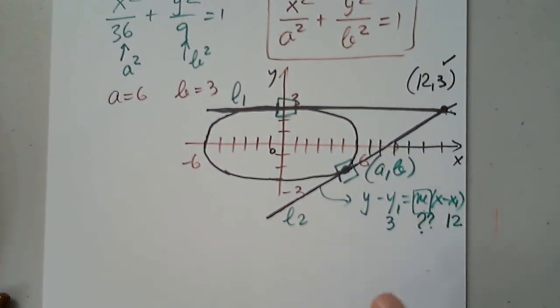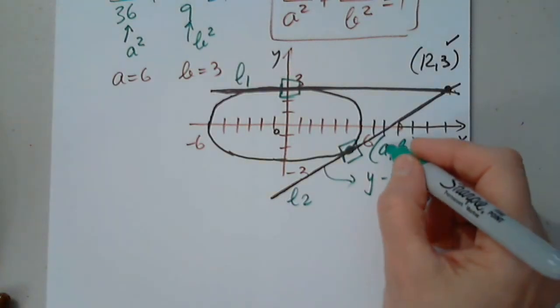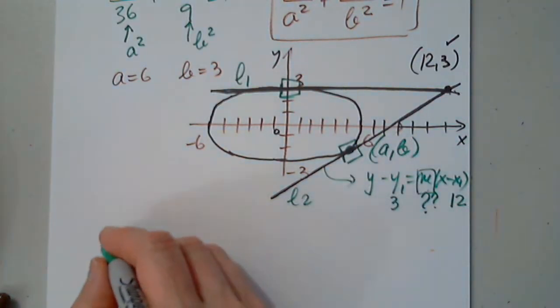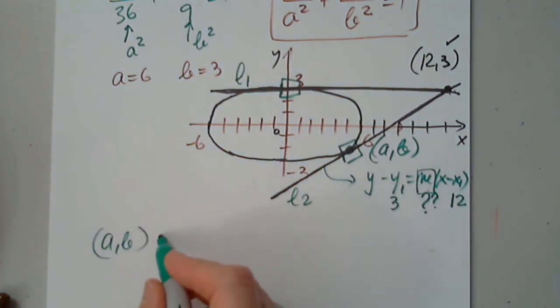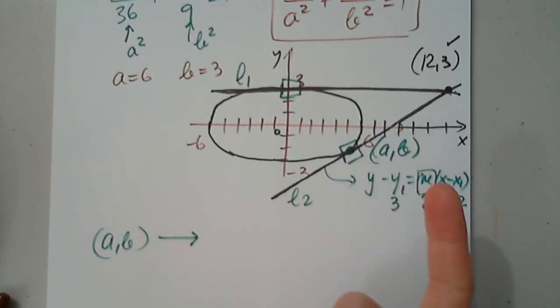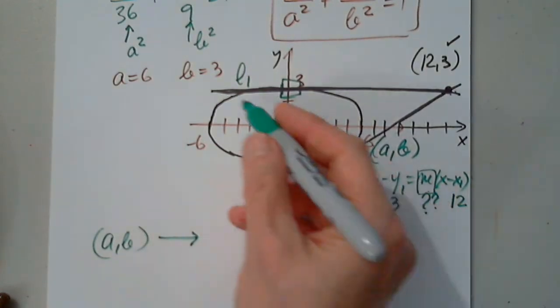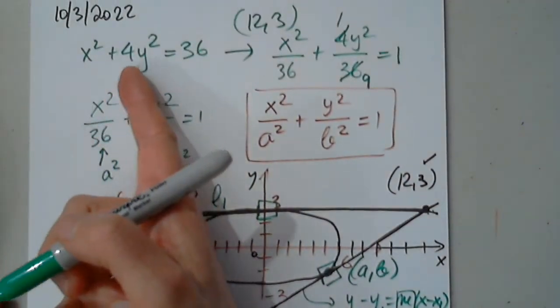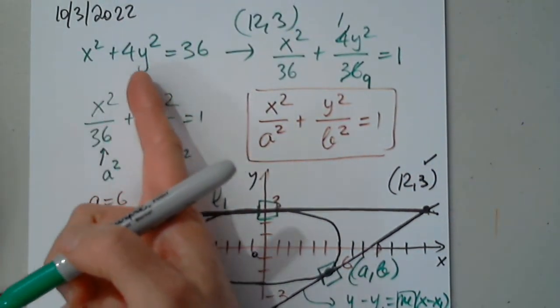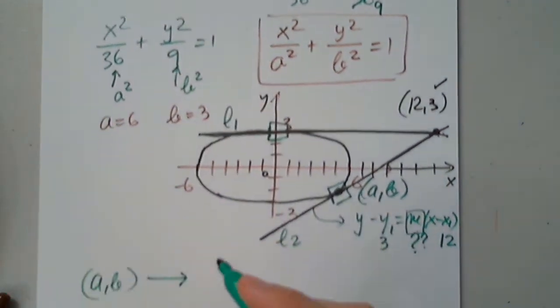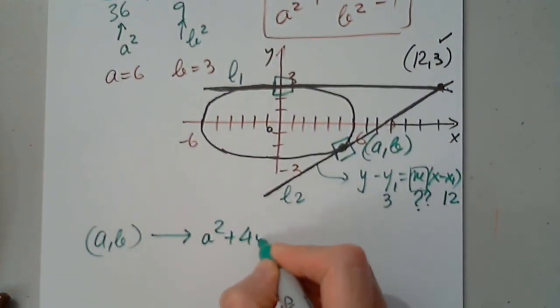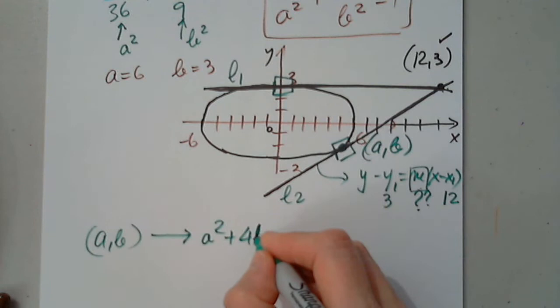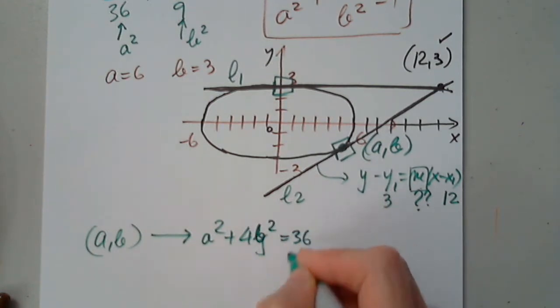Good. How do I determine the slope? Well, I know that this point a comma b, first of all, verifies the equation. It has to, because it's on the equation of the ellipse. So my first equation will be a squared plus 4b squared equals 36. Okay.